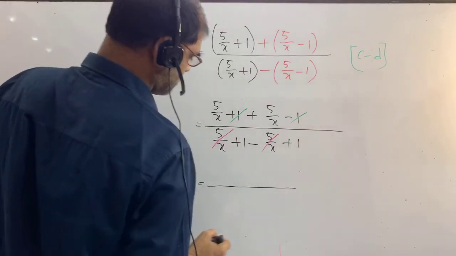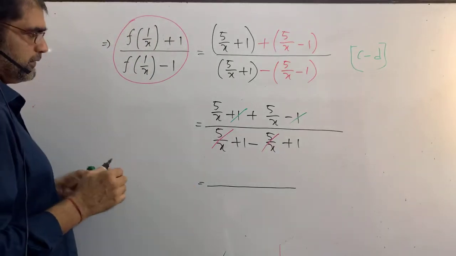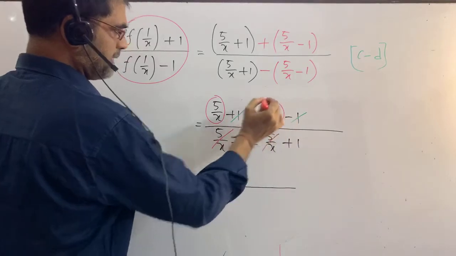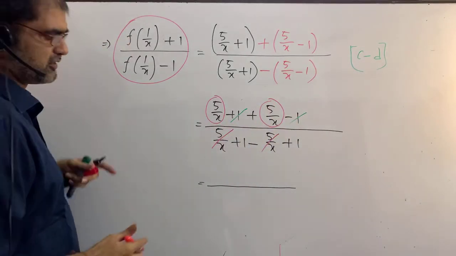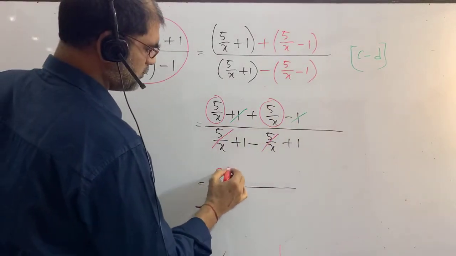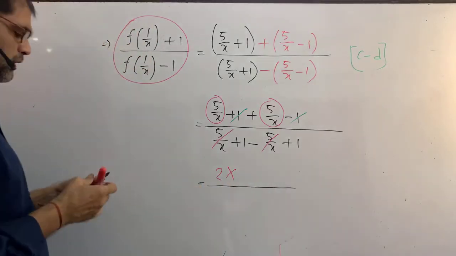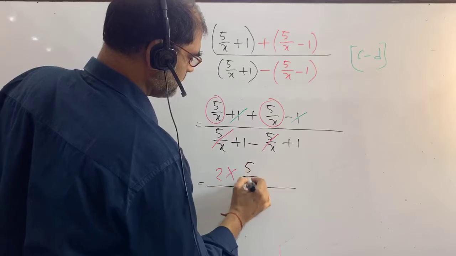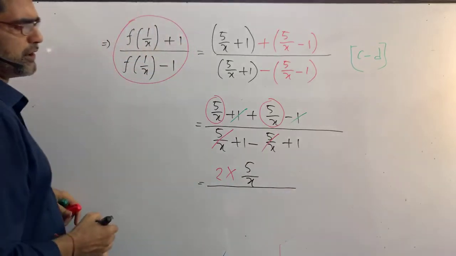How many 5 by x are there? You see, 1 5 by x, there is second 5 by x, that is we have 2 5 by x. That is okay. Write down 2 into 5 by x. We have got 2 5 by x. So write down 2 into 5 by x. Now in the denominator we have only 2.